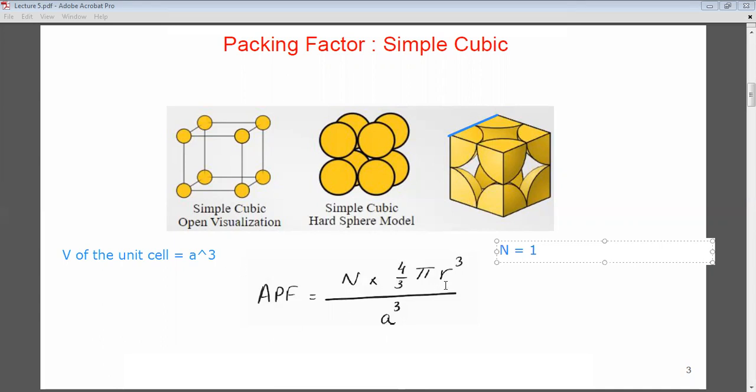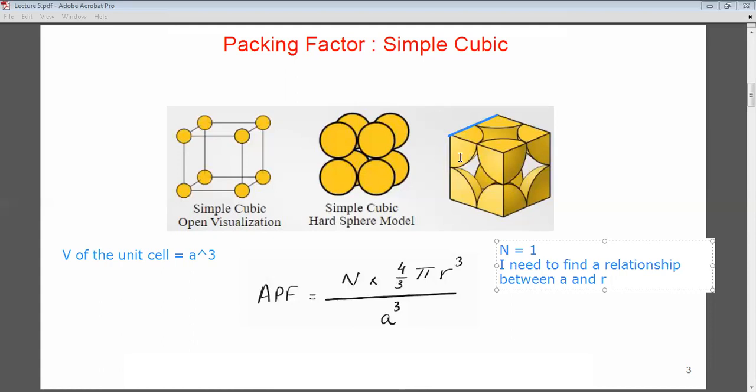Now we want to find, because here, if I want to work this out, instead of N, I will put 1. Here I have R and I have A. I need to find a relationship between A and R. And this will solve the problem for me. Okay, if I find a relationship between A and R, this will solve the problem for me.